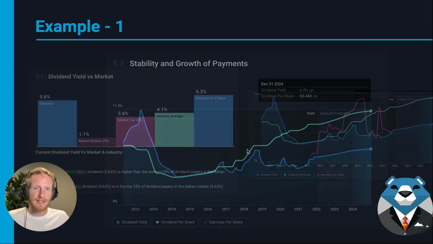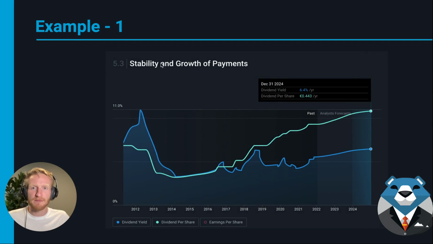And this is just another layout of the stability and growth of payments we saw on that page there, but without the earnings per share display. So analysts expect the company to be trading on a yield of like 6.4% in a couple of years' time, or it is trading on that right now, and it expects it to pay 0.44 euros at the end of 2024. So interesting to see that they think the dividend will continue to improve.